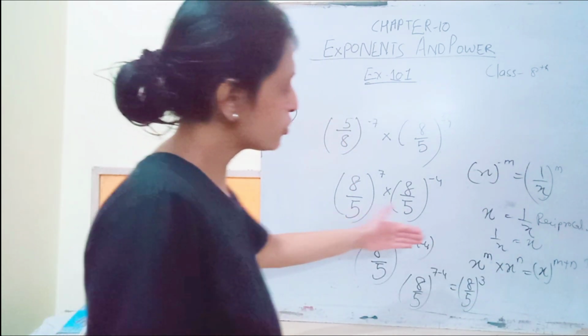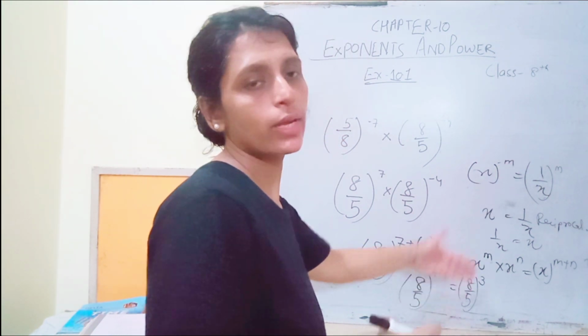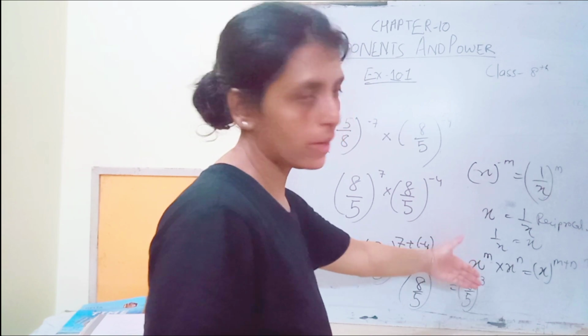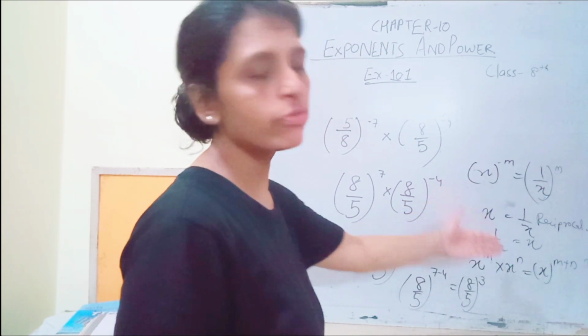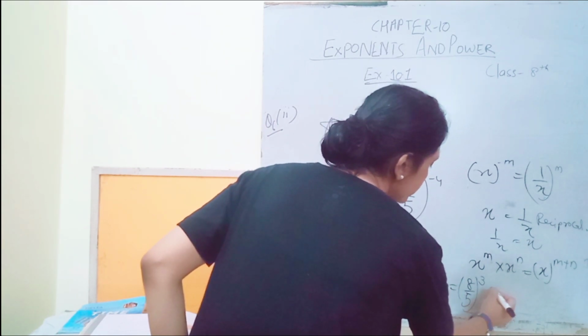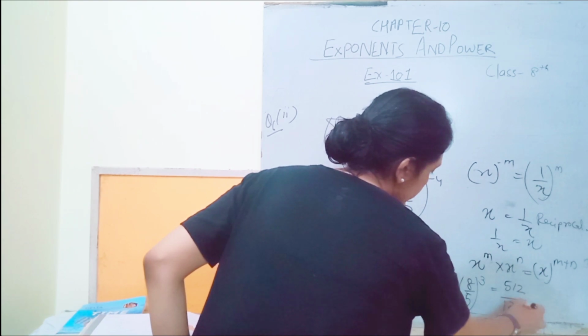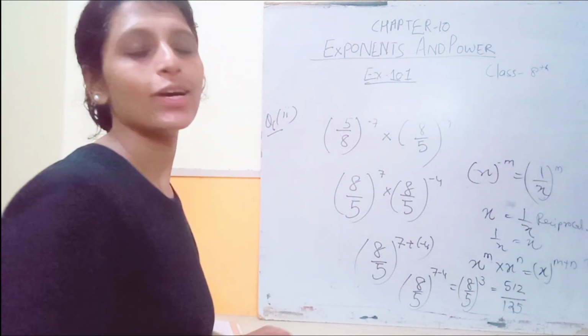Okay, so children, you can leave the answer here also, okay, or you can expand it. That is, you can multiply 8 3 times and 5 3 times. So it will be 8 into 8 into 8 will be 512 upon 125. Okay children.